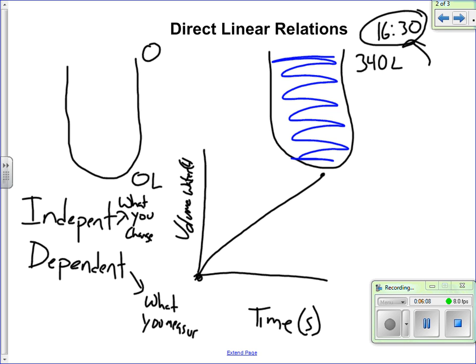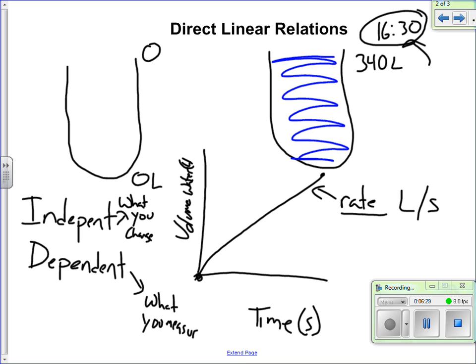And the slope in this line is going to give me the rate. Because I'm looking at something over time, I'm looking at a rate. And in this case, it would be liters per second, so volume of substance over time. So to do that, I've got 2 points.